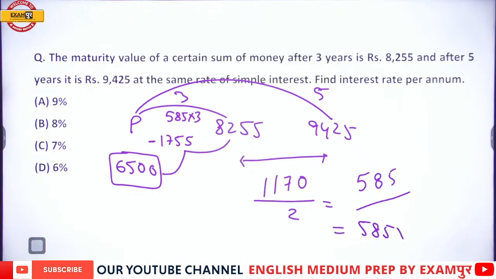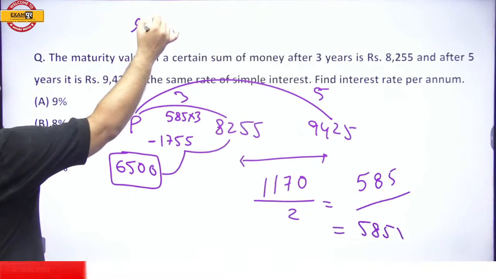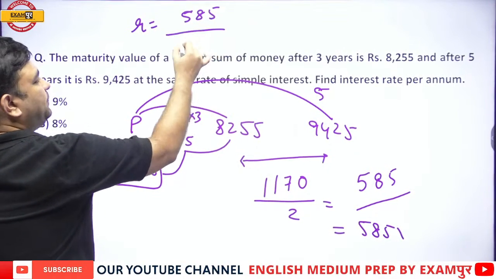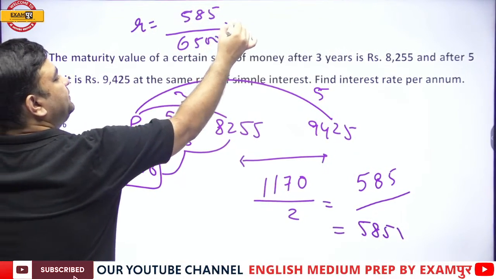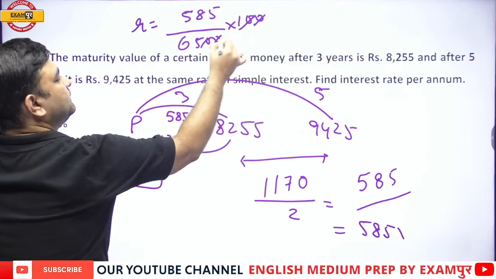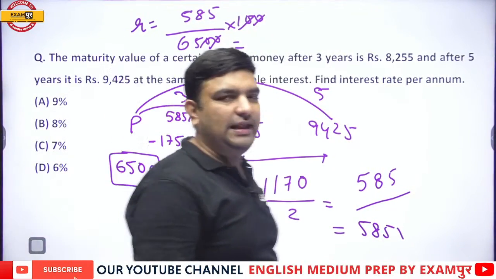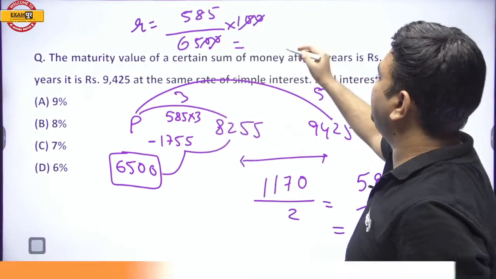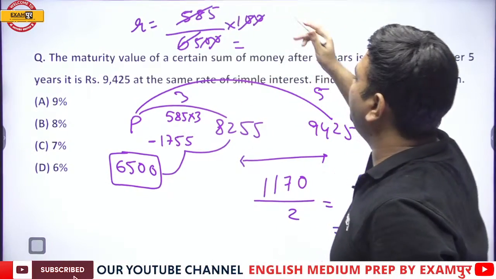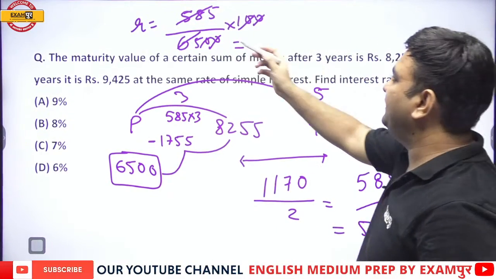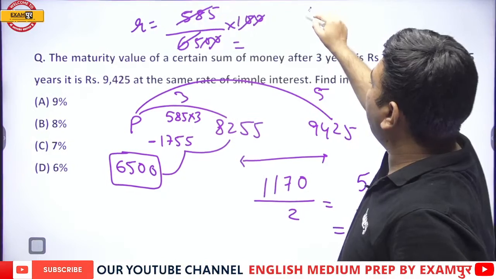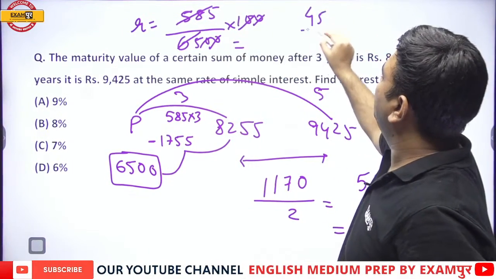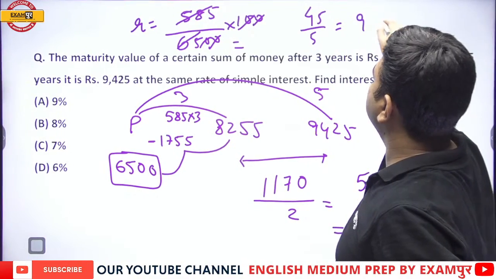Okay. How can you find out the rate? SI of 1 year over the principal into 100. You know it's less than 10%, but all options are also less than 10%. So just simplify it completely. 13 4s are 52, 13 5s are 65, 9%.